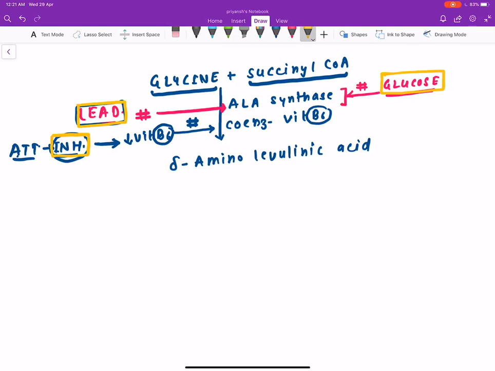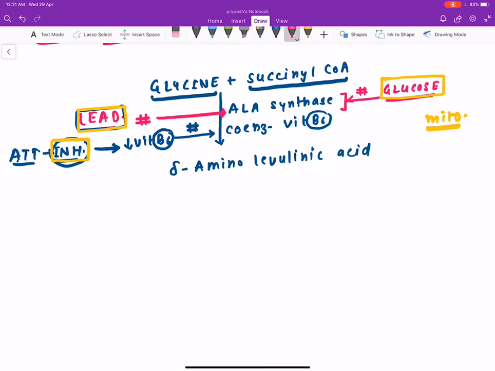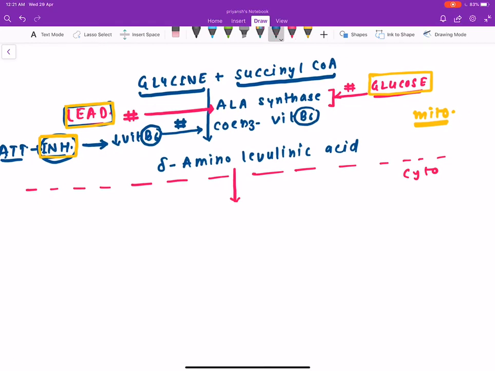This particular reaction occurs in mitochondria. As I told you, the heme synthesis pathway partly occurs in mitochondria, partly occurs in the cytoplasm. So this first reaction occurs in mitochondria. Then this aminolevulinic acid, or I can say delta aminolevulinic acid, will come in the cytoplasm.